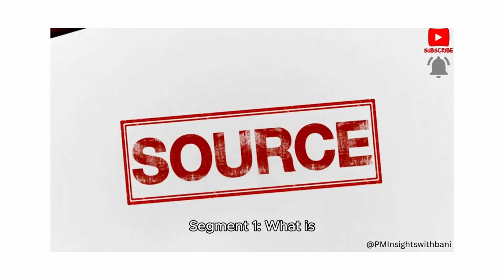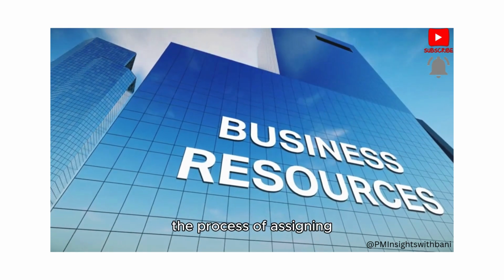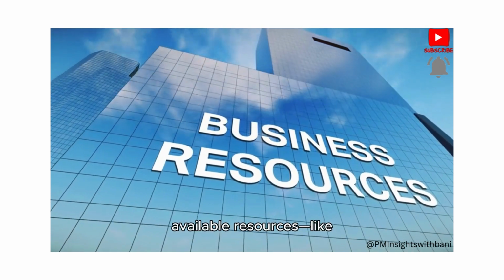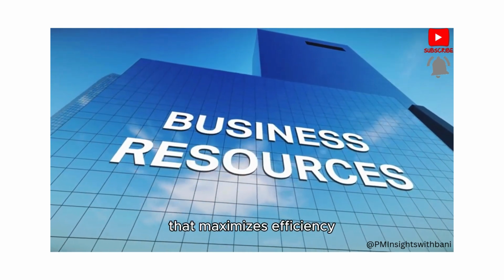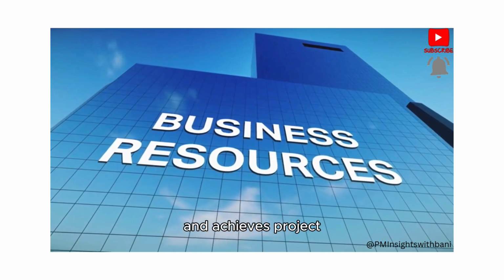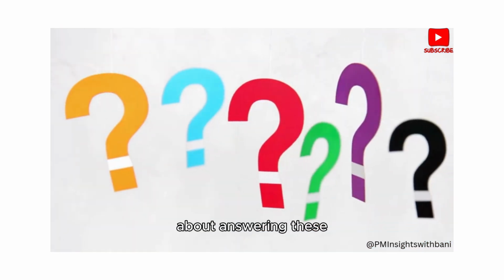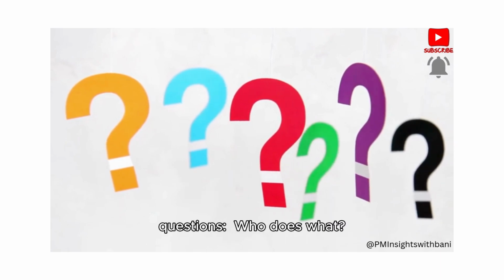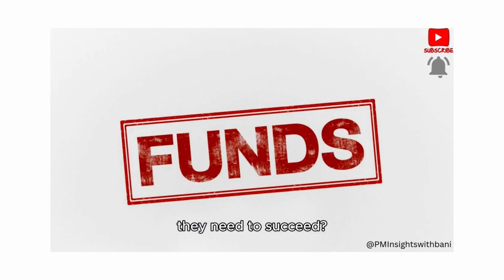Segment 1. What is resource allocation? Resource allocation is the process of assigning available resources like people, time, tools, and budgets to tasks in a way that maximizes efficiency and achieves project objectives. In simpler terms, it's about answering these questions. Who does what? When do they do it? What tools or funds do they need to succeed?